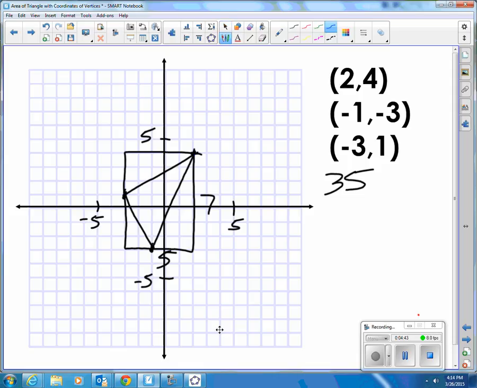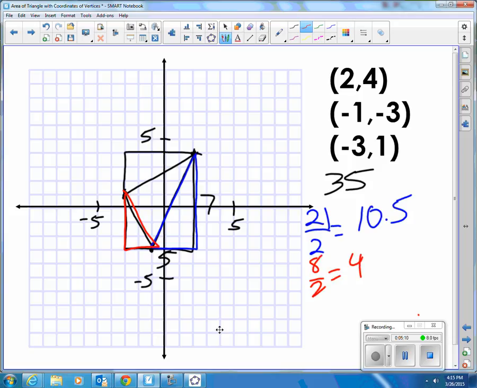Let's find the area of this triangle here. That's a 3 by 7, so for an area of 21 if it were a rectangle, but half of that is the triangle, so that would be 10.5. This one is 4 by 2, so the area of that would be 8, but it's half of that, area of 4. And the last one is 3 by 5, 15, but the triangle is only half of that. Half of 15 is 7.5. Add those together and I get 11.5 and 10.5. That gives me 22.